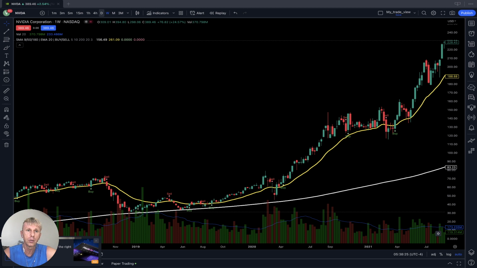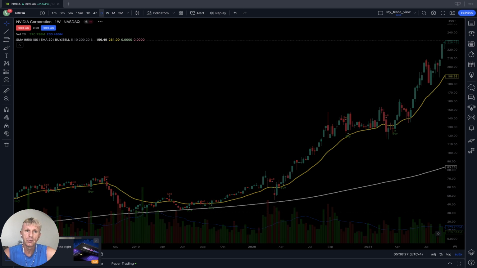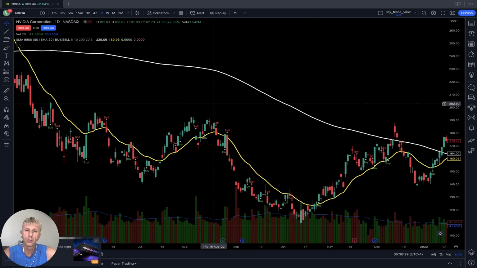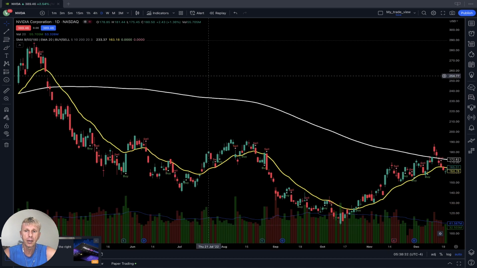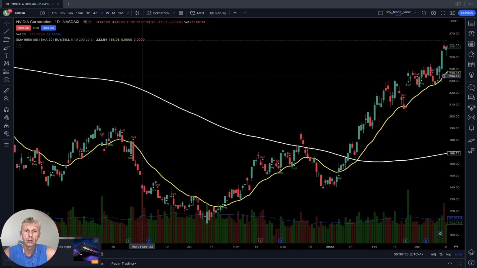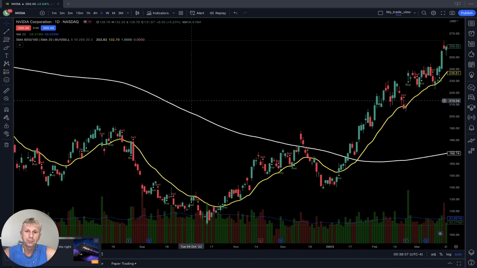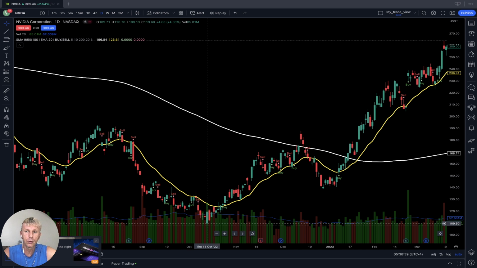Let me show you on a daily time frame. That was the weekly time frame, which is kind of good for investors. Let me show you how it works on a daily time frame, right? Look at it. It was October 13, $108. That's the bottom of the market.